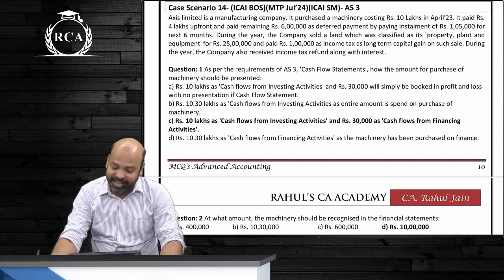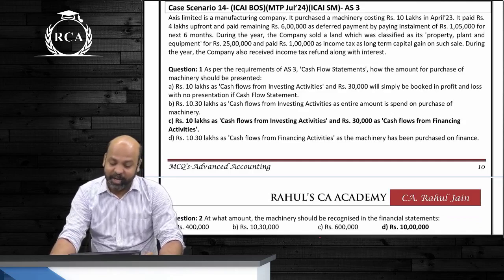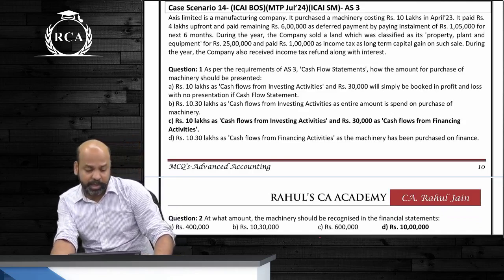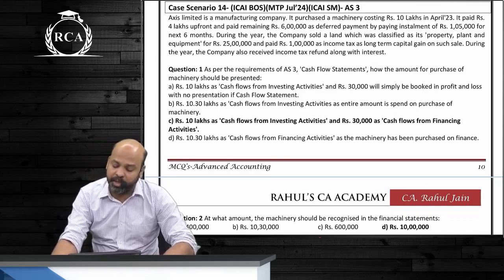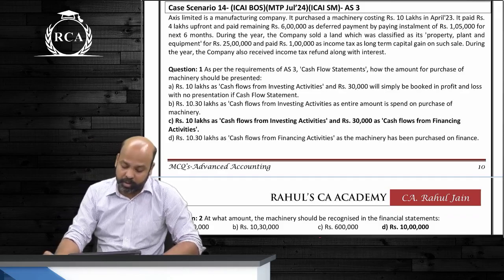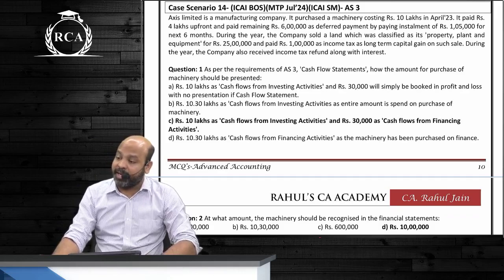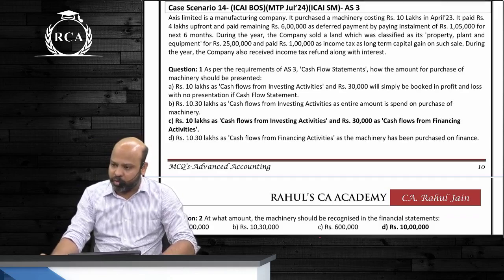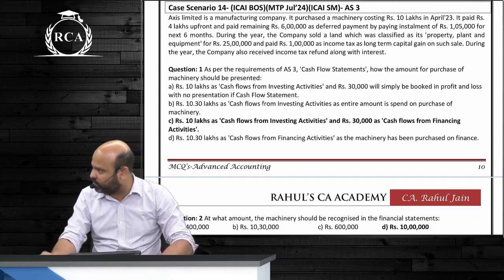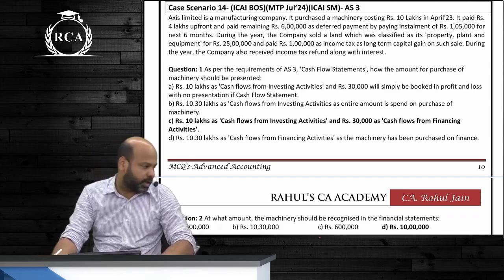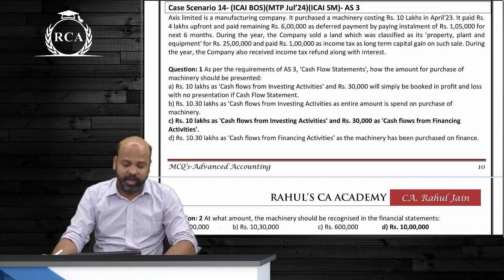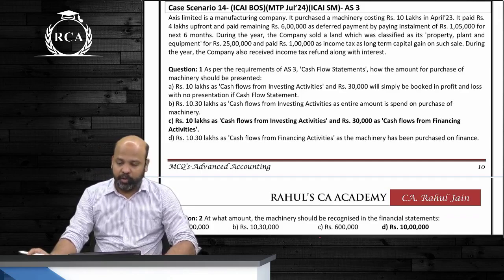Here, guys, during the year the company sold a land which was classified as its property, plant and equipment for 25 lakhs and paid 1 lakh as income tax as long-term capital gain on such sale. Because the taxes are clearly identifiable and they're in relation to your fixed asset, will that taxes paid come under operating activities or under investing activities? Did we do any other question like that?